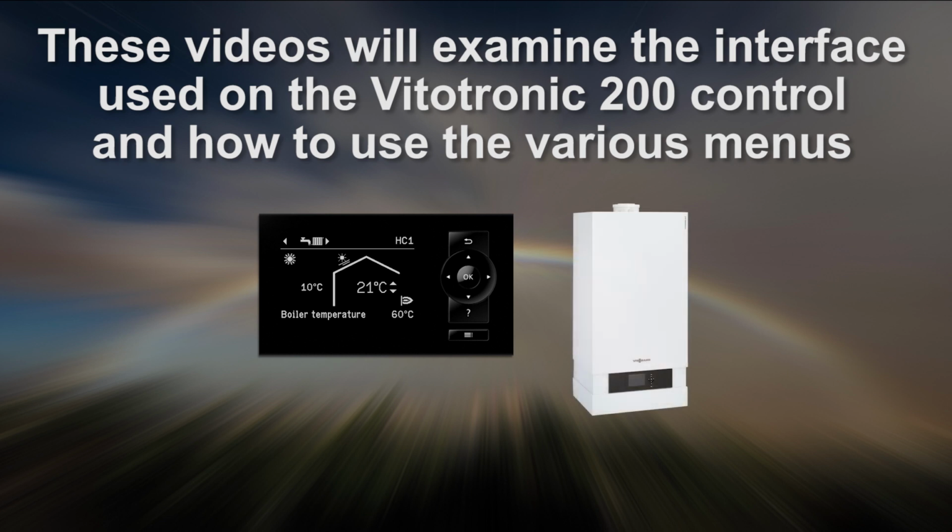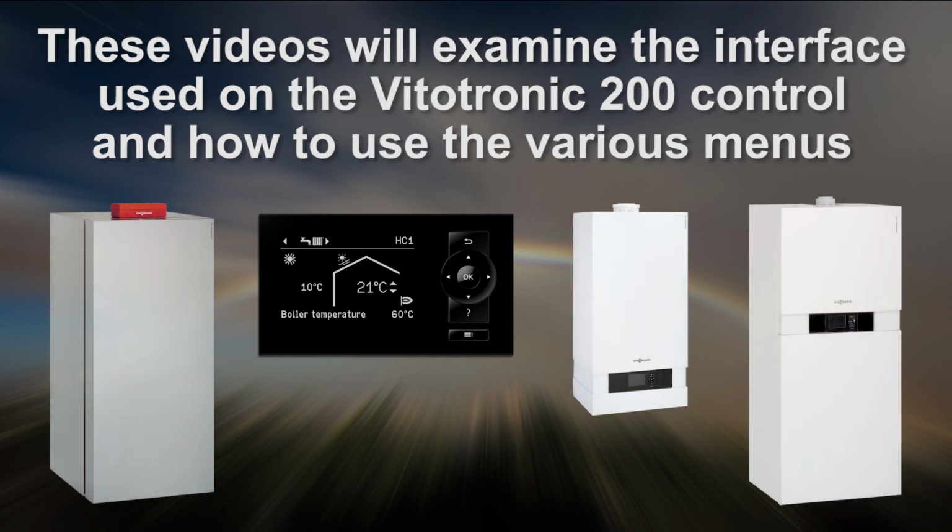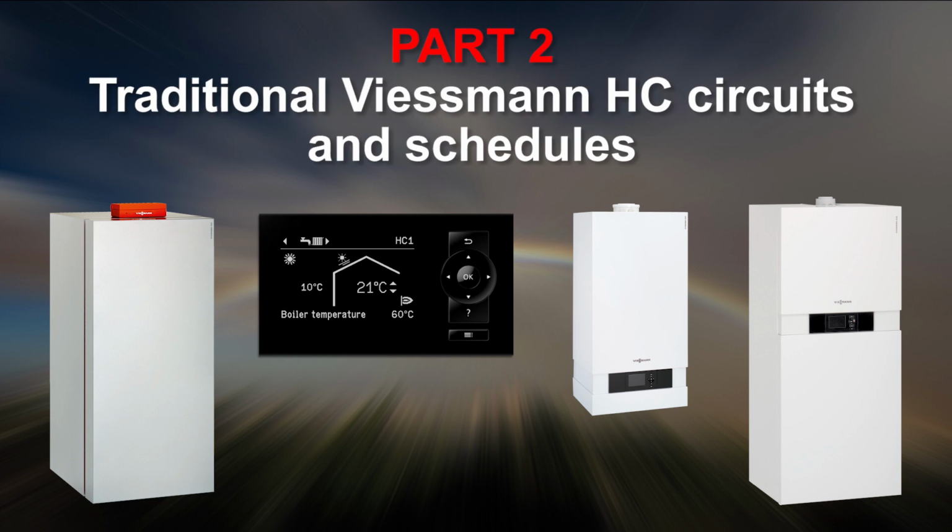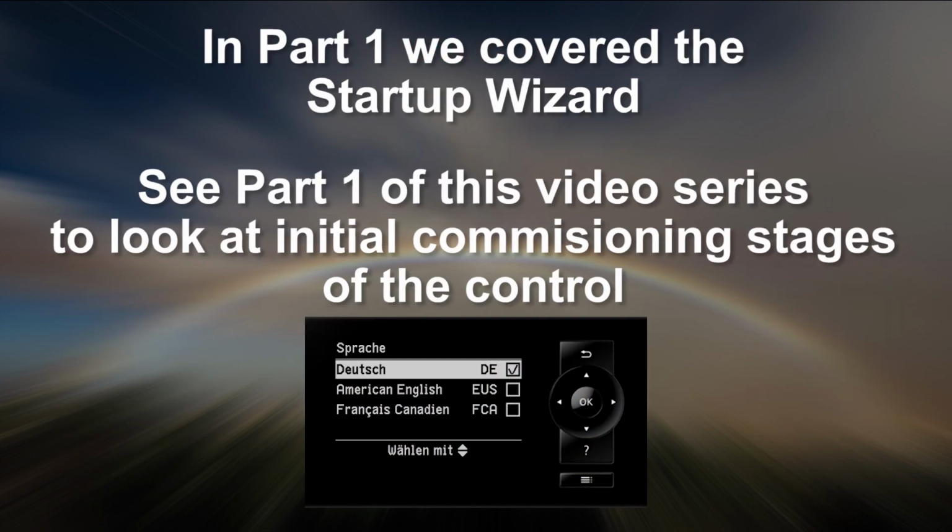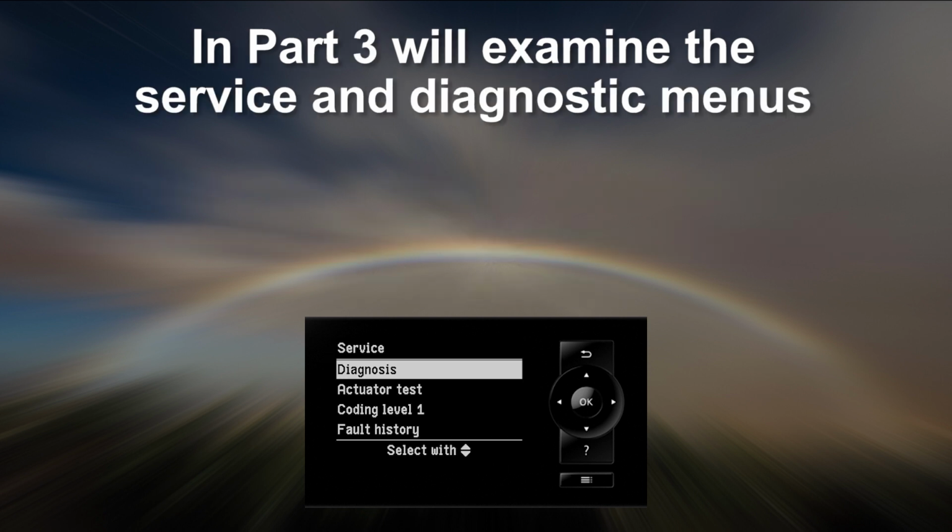These videos will explain the interface used on the Vitotronic 200 control and how to use the various menus. In part 2 of this video series, we will look at the traditional Viessmann HC heating loops and scheduling. In part 1, we covered the startup wizard. See part 1 of this video series to look at the initial commissioning stages of the control. In part 3, we will examine the service and diagnostic menus.